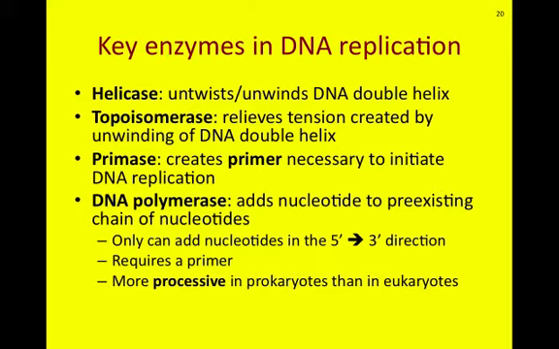Now it can only add those nucleotides in the 5' to the 3' direction. Say it with me. 5' to 3' direction. That is the only direction DNA polymerase can add nucleotides to the growing DNA strand. And last, DNA polymerase is more processive in prokaryotes than in eukaryotes. Now, this adding only in the 5' to 3' direction is one reason that you have the leading and lagging strands in eukaryotes. And I want to let you think about why that is so.